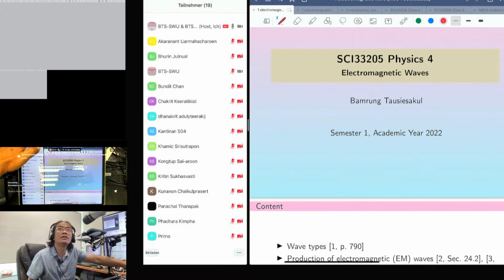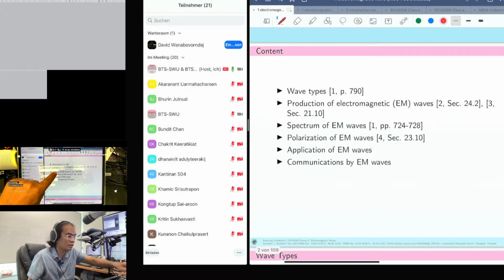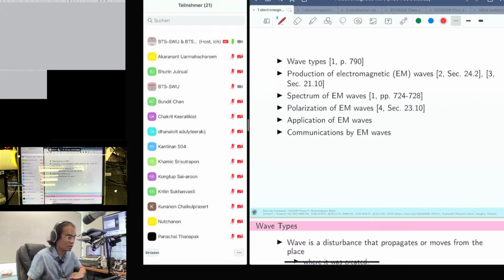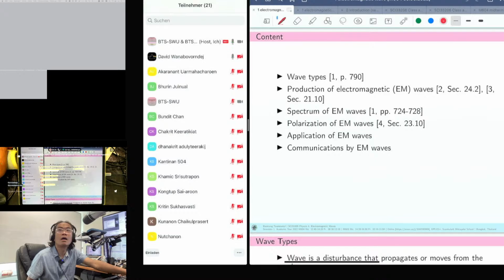Okay, are you ready? Yes. The content in the first chapter will be the following. The first topic that we will talk about is the types of the wave. We're going to see how many types of the wave there are and what their characteristics are.